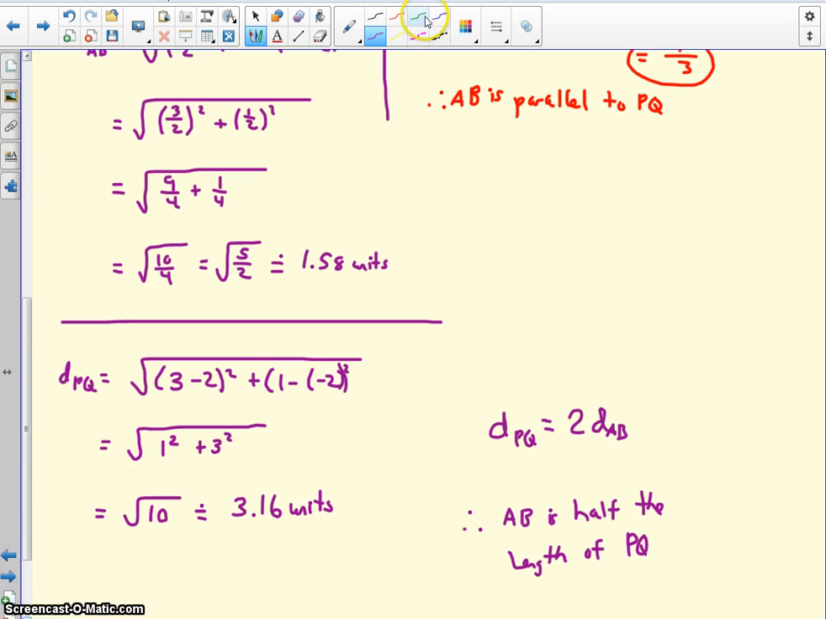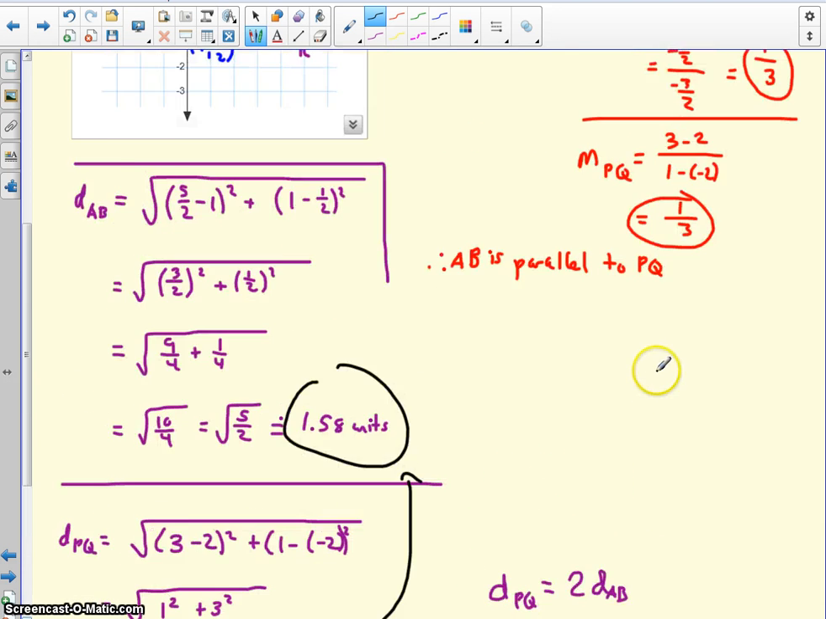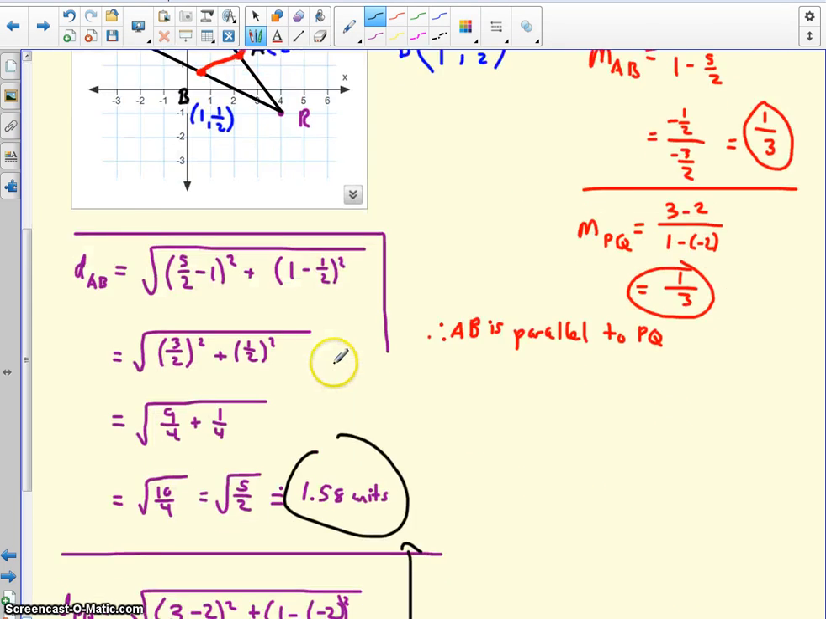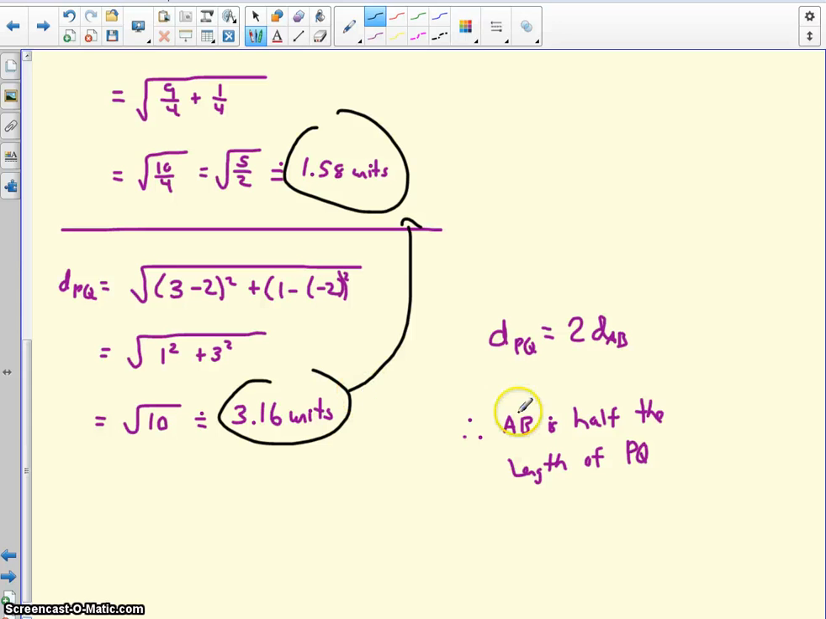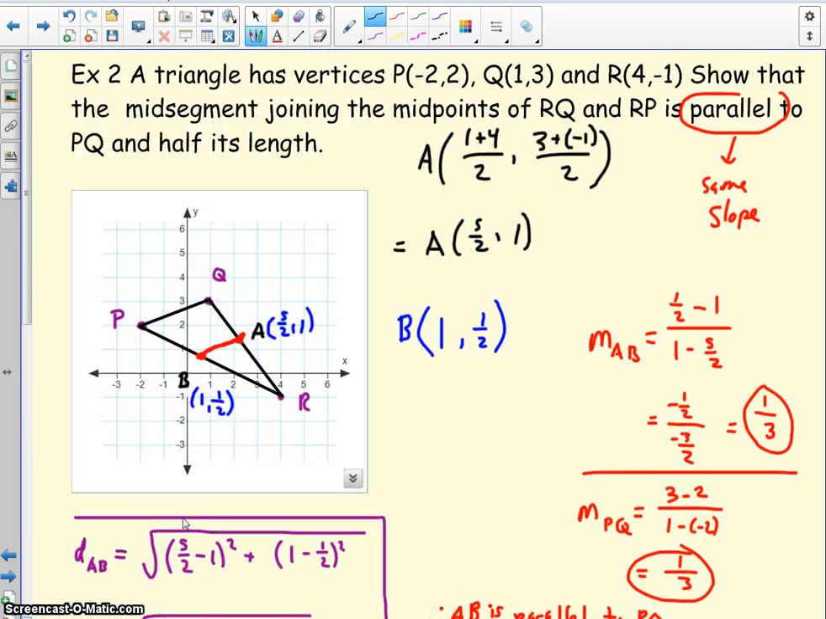If you compare these two values to each other, the 1.58 and the 3.16, the length of PQ is double the length of AB, which is exactly what I was trying to show up here. I wanted to show that the mid-segment was half the length of PQ, which is exactly what I showed here. So again, now that I've calculated the distance, I can prove it, and I'm finished. Okay, so some of these can seem a little bit tedious, but again, the nice thing about it is it's telling you what it wants you to prove. You just have to go through the math and prove it.